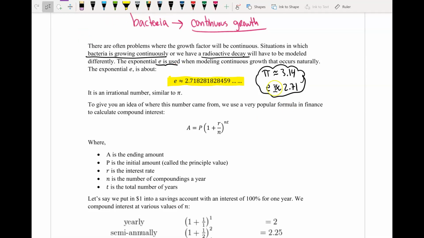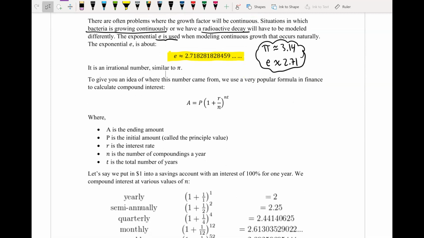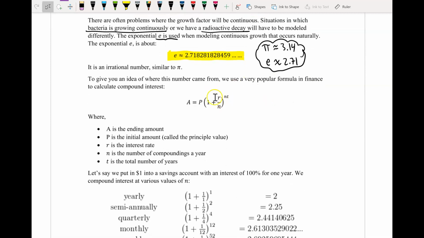So let's go ahead and see where E really came from. Where exactly did this number really come from? What we're going to do is use a very popular formula used in finance to calculate compound interest. If you have interest being compounded, like sometimes with credit cards, you kind of have a monthly compounding, right? So you add interest every month.